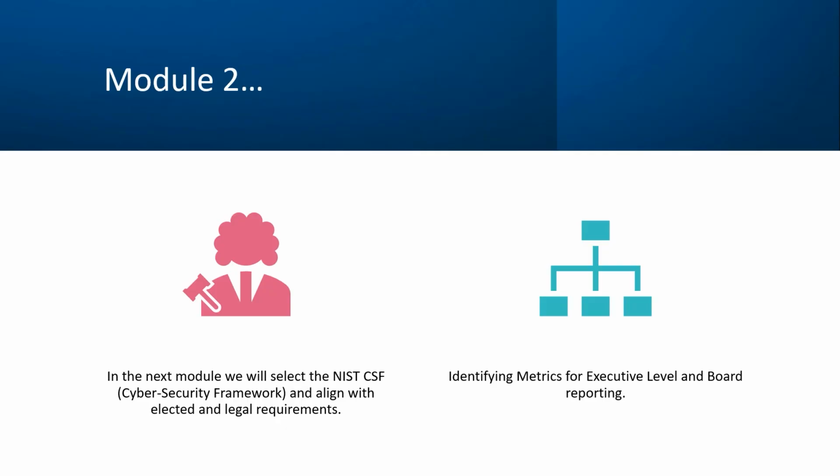Now, which one will I select? In the next module, I'm going to select NIST, the National Institute of Standards and Technology. We're looking at the CSF, or the Cybersecurity Framework, and aligning that with elected and legal requirements. Then in the next step, we'll identify those and create metrics for executive level and board reporting. So this is actually quite exciting.